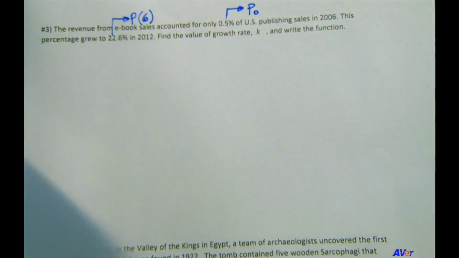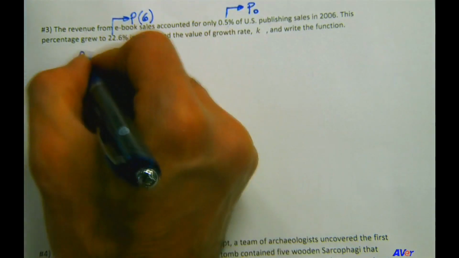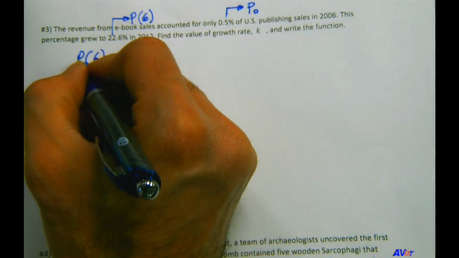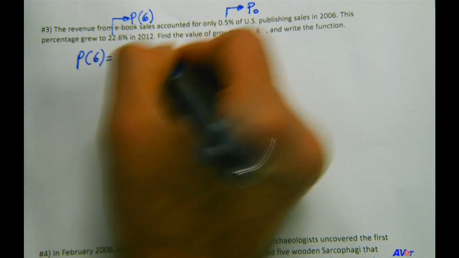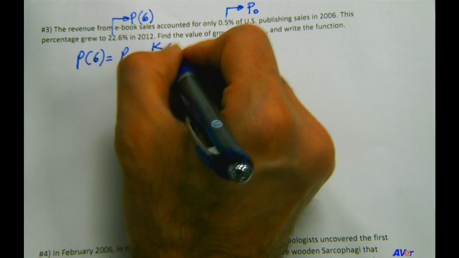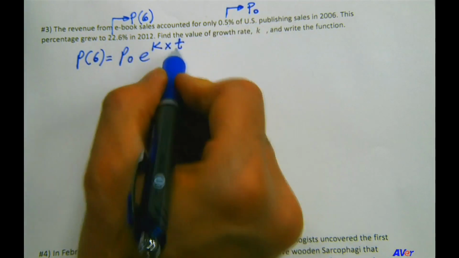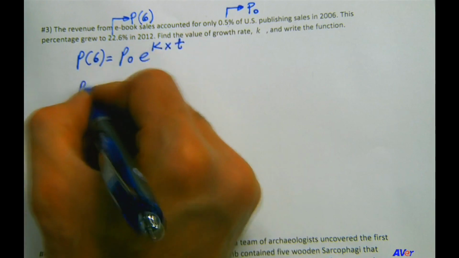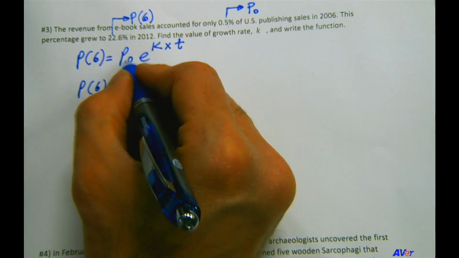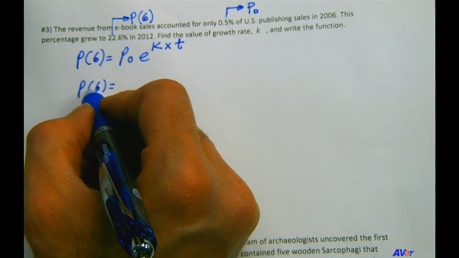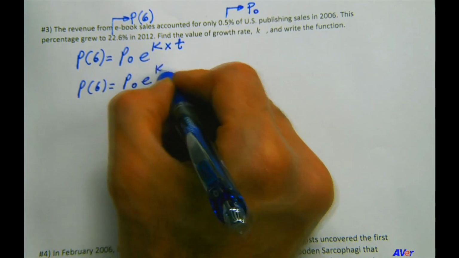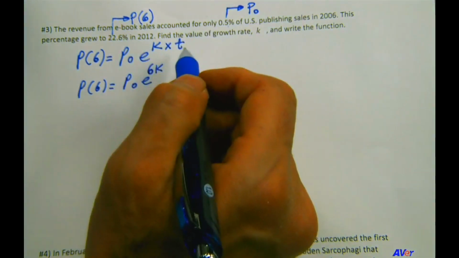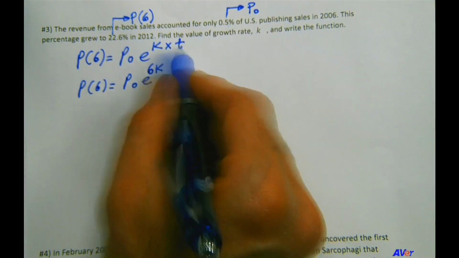All right, let's write that down. The formula to apply is this: the revenue after 6 years equals the initial revenue times E to the power K times T. We know T should be 6 years, so this is K times 6, or 6K. T is 6, from 2006 to 2012.